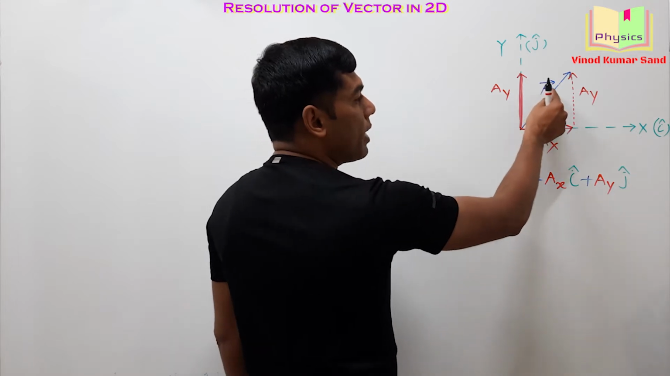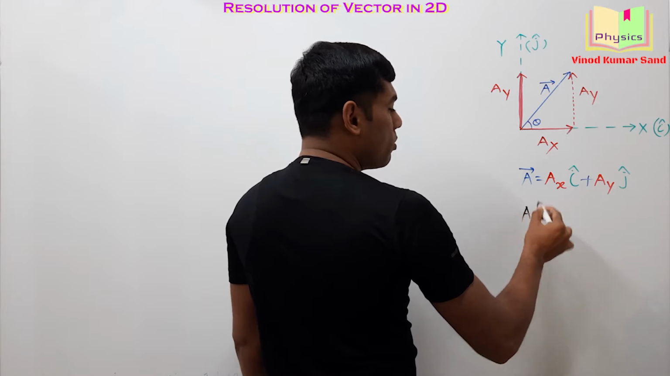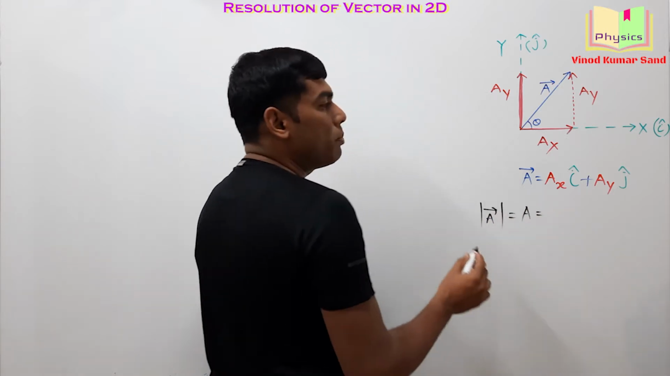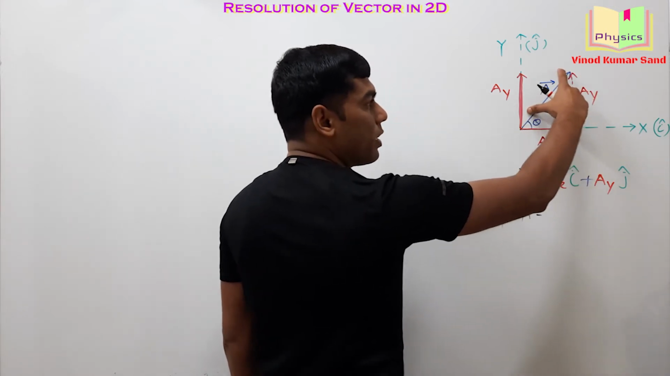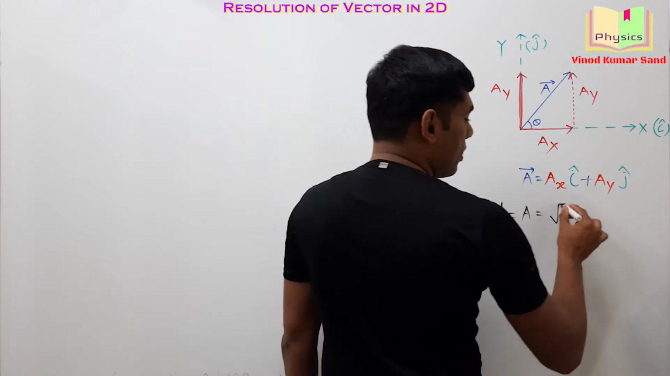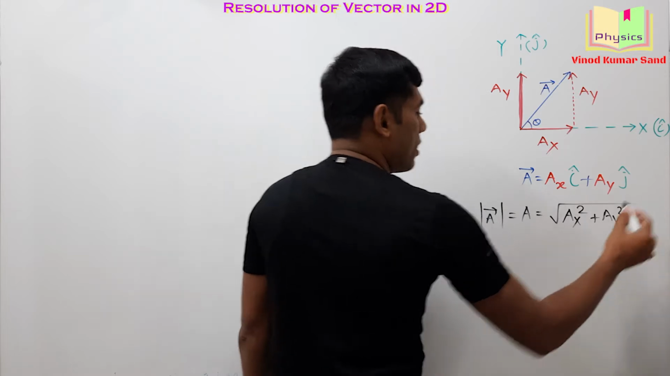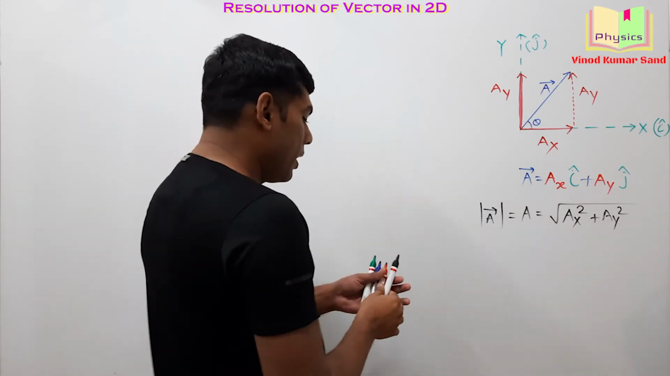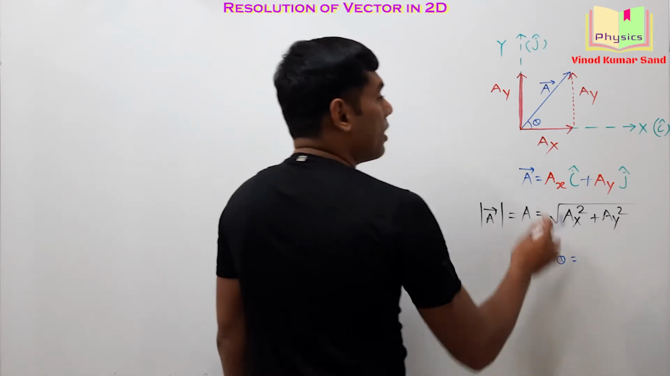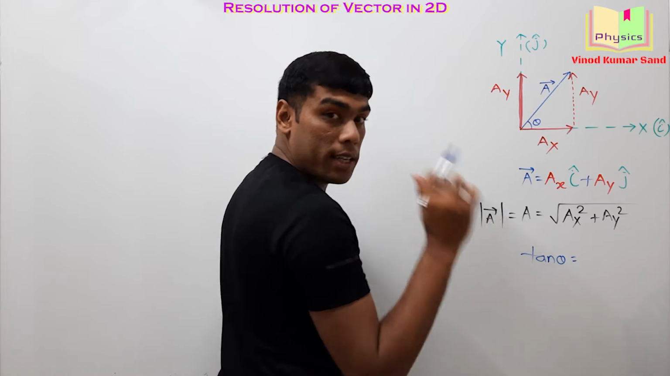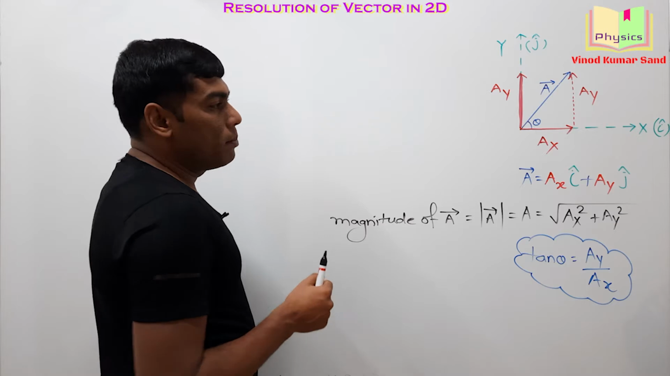Now we want to determine the magnitude of the A vector. In order to obtain the magnitude of the A vector, we'll be using the Pythagoras theorem. This length is AX and this length is AY and we require that blue length. So the result will be equal to root of AX square plus AY square. Pretty simple. And then we obtain tan theta in this triangle. Tan theta will be equal to what? AY divided by AX.